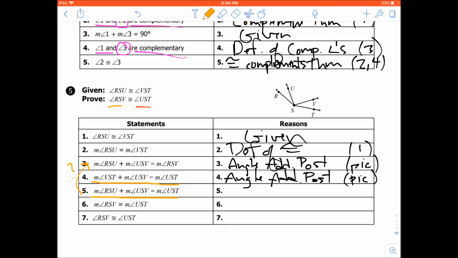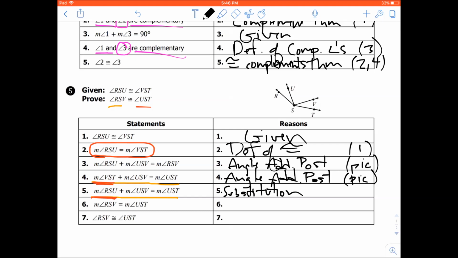So what changed from step 4 to step 5? Well, VST is gone. And what is in its place? RSU. It looks like maybe I took out VST and substituted in RSU. Am I allowed to do that? Well, I look back at my previous steps and I look there in step 2. Oh yes, I know that their measures are equal. Once I know two things are equal, that's when I'm allowed to do a substitution with them. So this was a substitution.